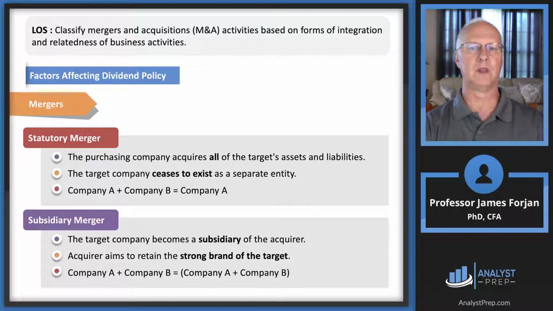All right, let's look at that first LOS, classify mergers and acquisitions. All right, so this is pretty standard definitional stuff. So a statutory merger is one in which an acquiring company purchases all of the target's assets and liabilities, and so that target company ceases to exist. Subsidiary merger, on the other hand, the target company becomes an acting and living and breathing subsidiary of the acquirer.